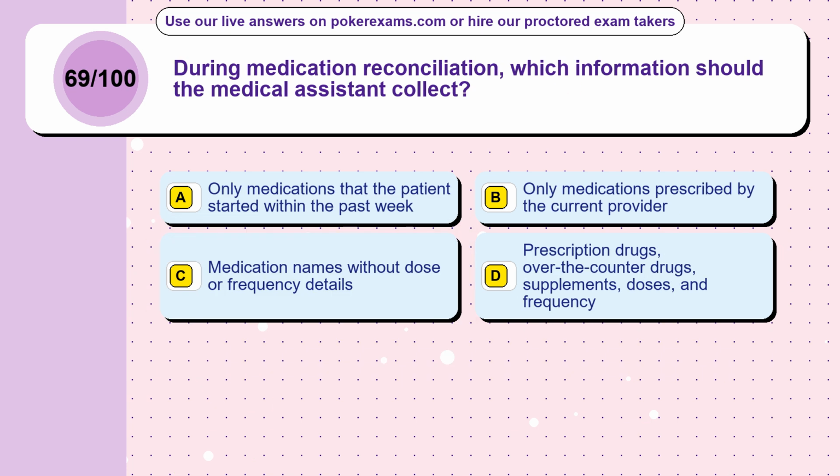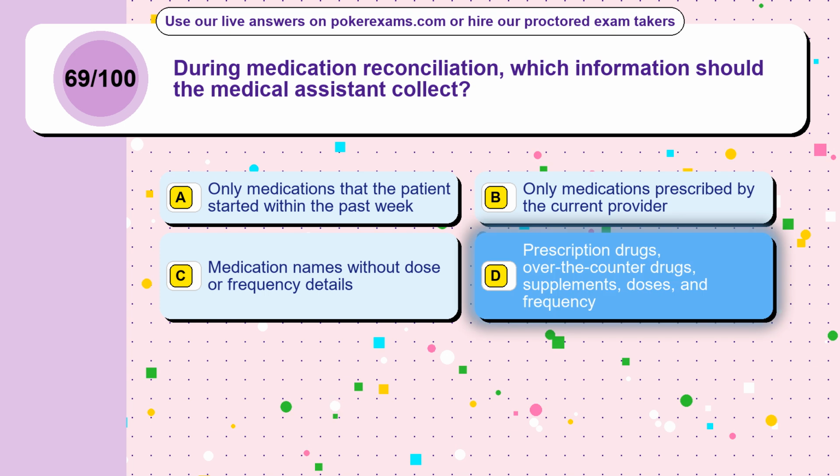Question 69. During medication reconciliation, which information should the medical assistant collect? Option A. Only medications that the patient started within the past week. Option B. Only medications prescribed by the current provider. Option C. Medication names without dose or frequency details. Option D. Prescription drugs, over-the-counter drugs, supplements, doses, and frequency.